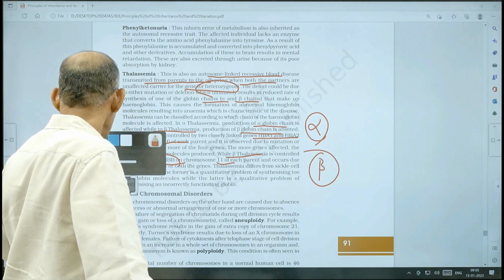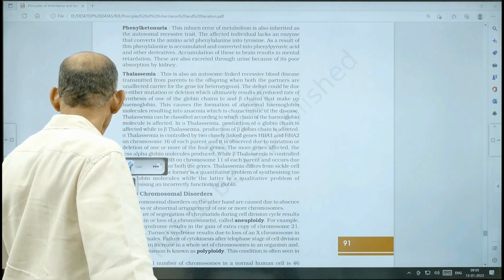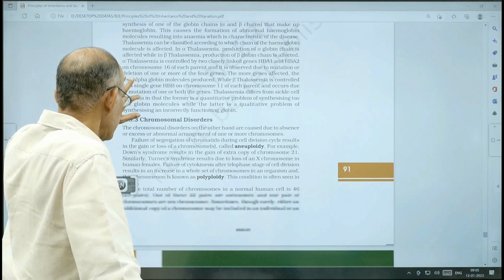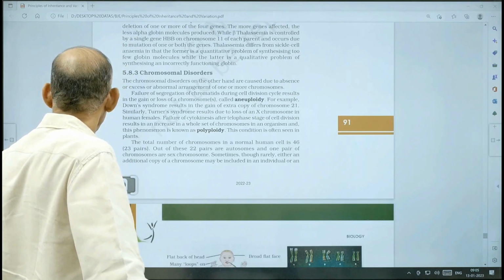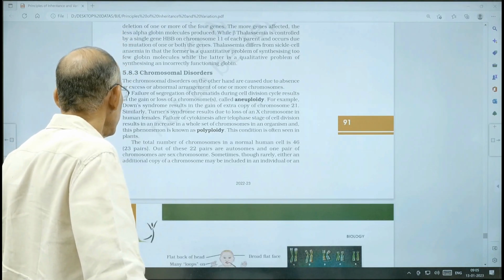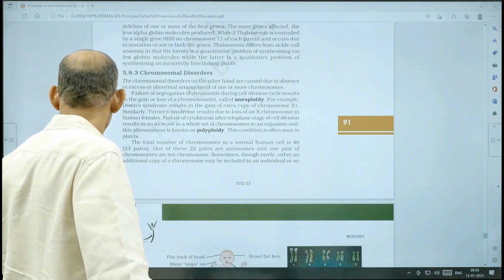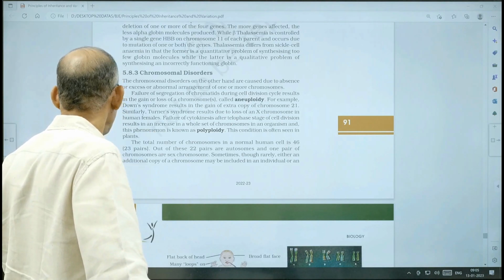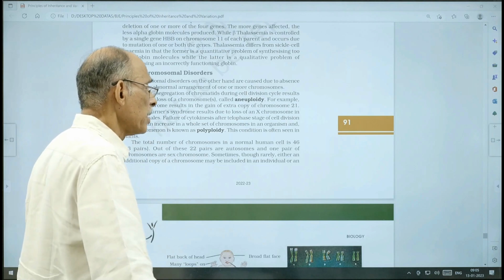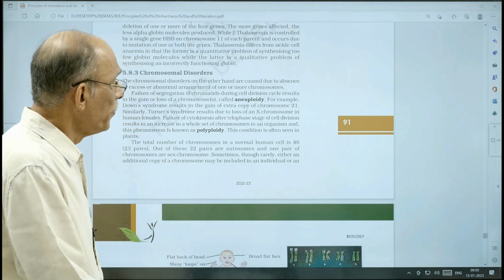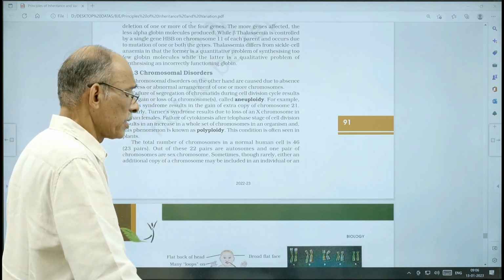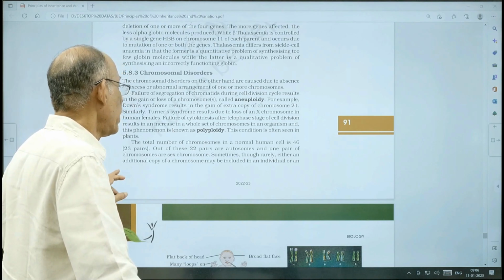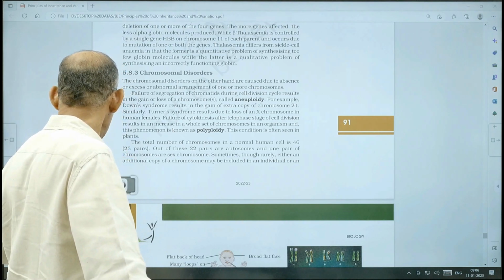Next are chromosomal disorders. Chromosomal disorders are due to aneuploidy. Aneuploidy means increase or decrease of chromosome number. One or two chromosomes are in excess or decreased, that is aneuploidy. And there are three diseases we have to study.